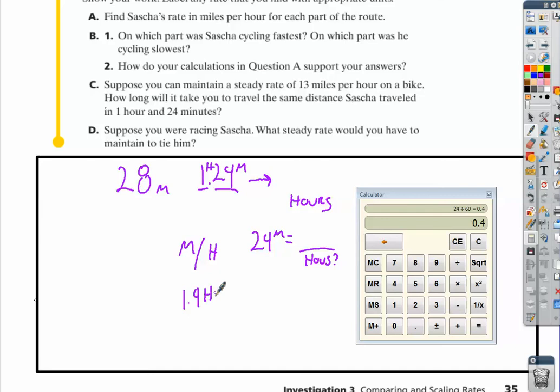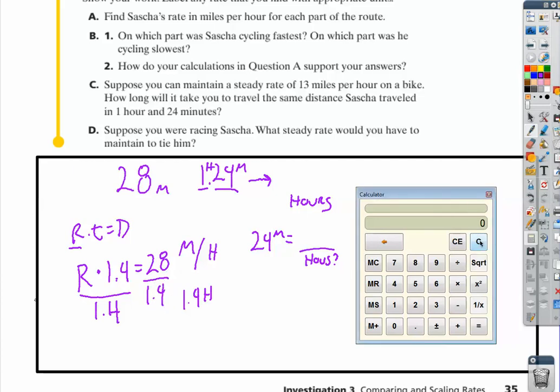So this is equal to 1.4 hours. So remember our equation that we talked about in the previous part. Rate times time is equal to distance. So I don't have my rate, but I have my time. So rate times my time of 1.4 is going to equal my distance of 28. What's the opposite of multiplying r by 1.4? Well, dividing. So I'm going to divide everything by 1.4, and I'll get my rate. So 28 divided by 1.4 is 20. I would have to maintain 20 miles per hour to tie him.